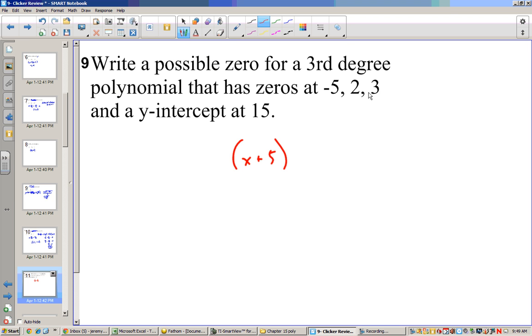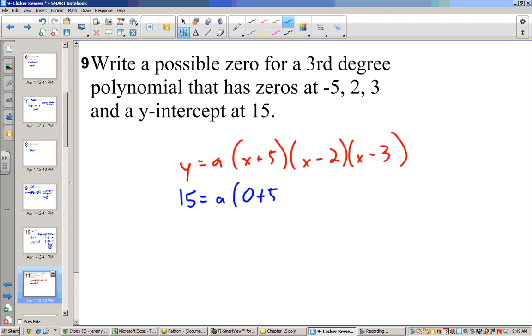This one would give you x plus 5. This would be x minus 2. This would be x minus 3. And y equals some value times that. So if the y-intercept is at 15, if I plug in a 15 for y, then I don't know my a, but my x is 0.